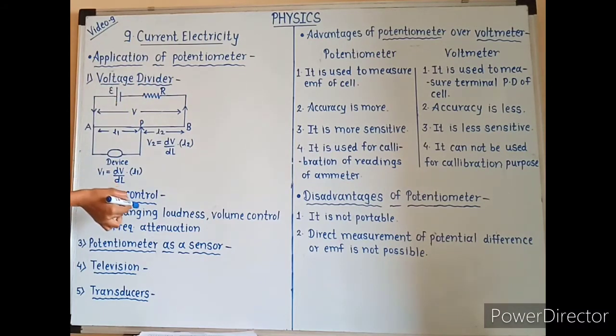Now, the second application is audio control. Potentiometers are used to control audio equipment or devices, such as for changing the loudness of the device, to control the volume, or for frequency attenuation.